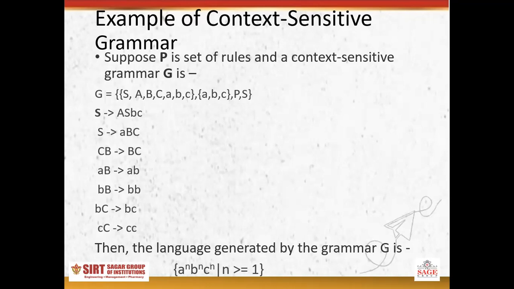Okay. Small b, capital B tends to B, B. B, C tends to B, C. C, C produces small c, C. So, as we can see, when we reach a point where we get some language, what type of language will it generate? It will generate the number of A equal to the number of B equal to the number of C, A followed by B followed by C, and all the numbers are greater than or equal to 1.